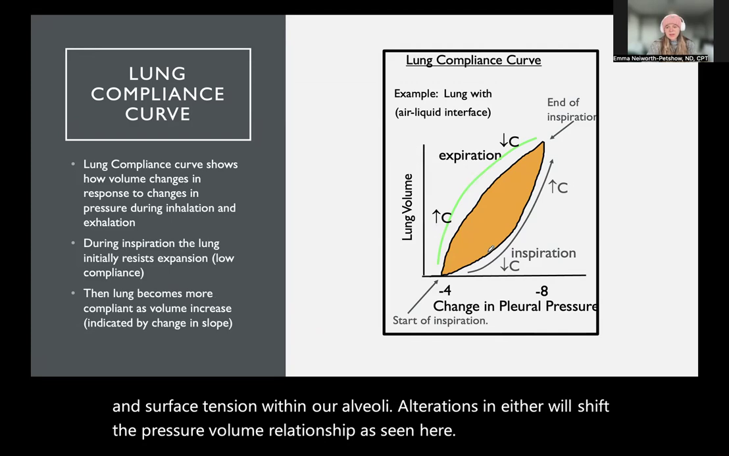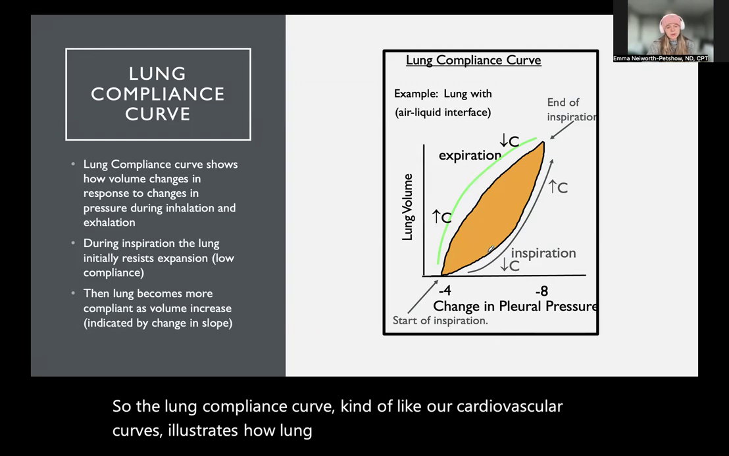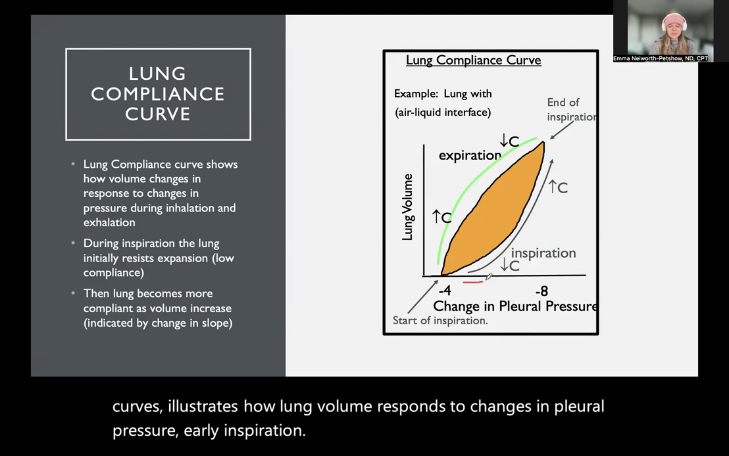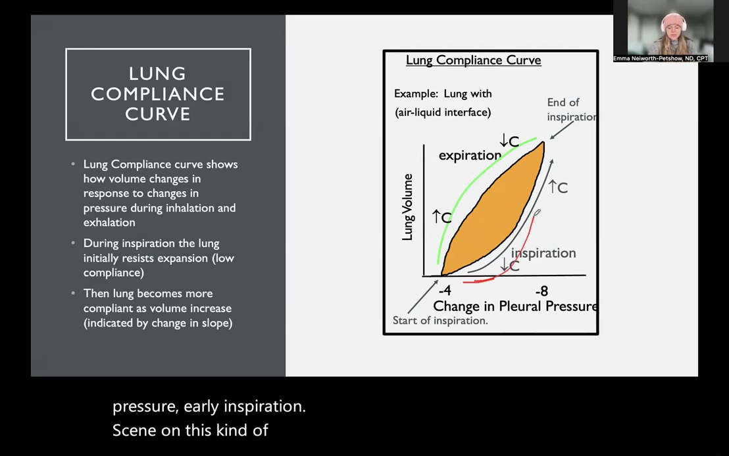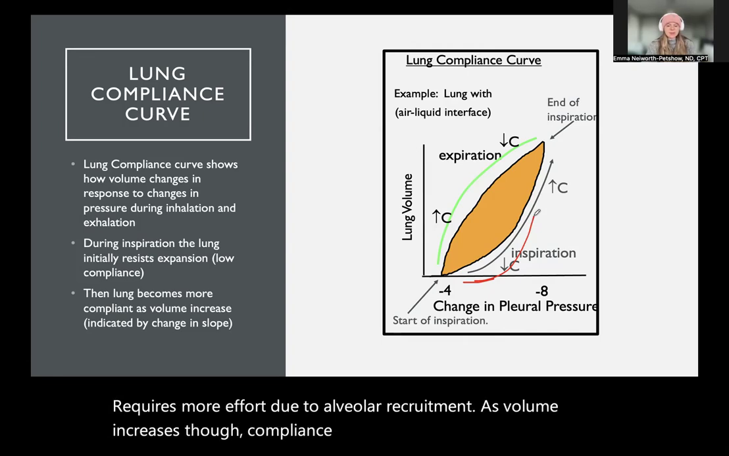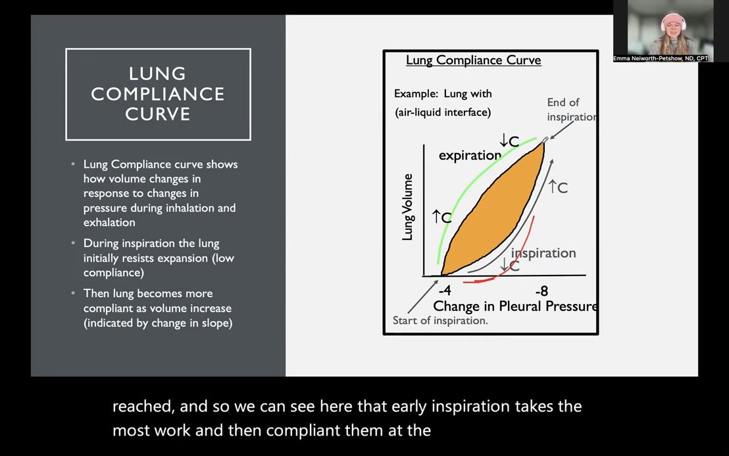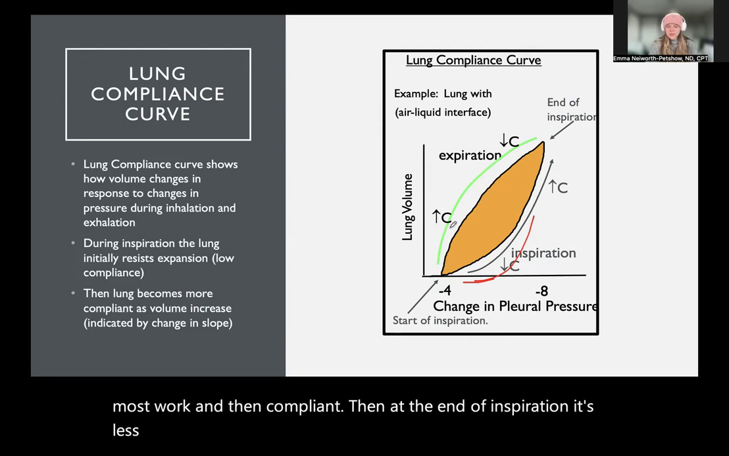So the lung compliance curve, kind of like our cardiovascular curves, illustrates how lung volume responds to changes in pleural pressure. Early inspiration, seen on this initial portion here, requires more effort due to alveolar recruitment. As volume increases, though, compliance improves until elastic limits are reached. And so we can see here that early inspiration takes the most work, and then at the end of inspiration, it's less, and then vice versa in expiration.